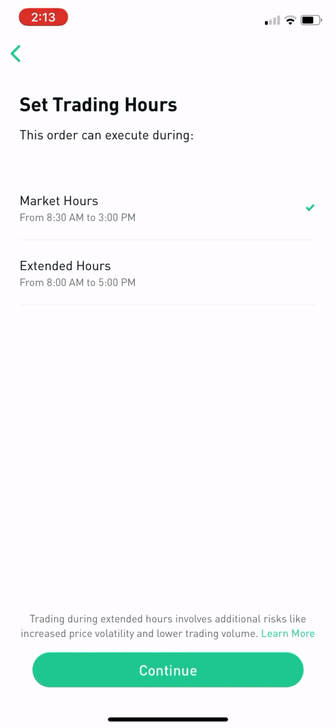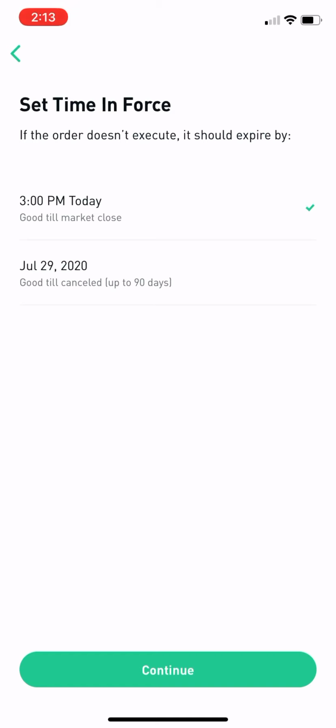So you can see if you want to buy the stock within the regular trading day period or the after hours or pre-market hours session, which is a little bit of extension from the beginning of the stock market to the end. So you can definitely choose whichever one fits best for you. Let's see, we want to do market hour.